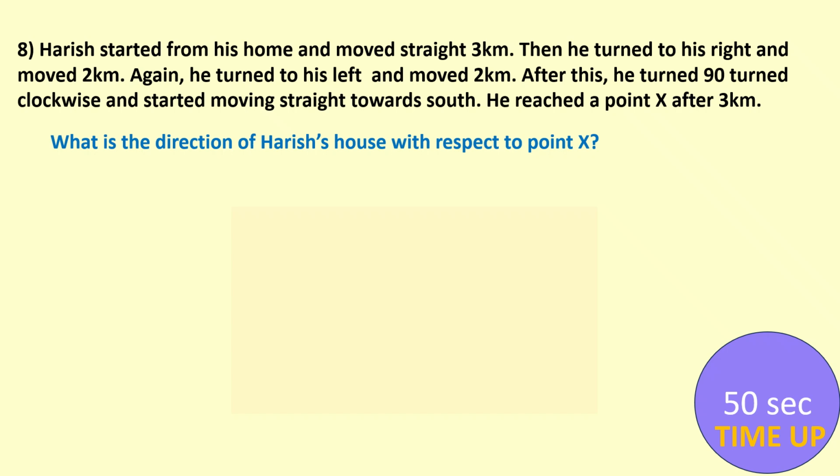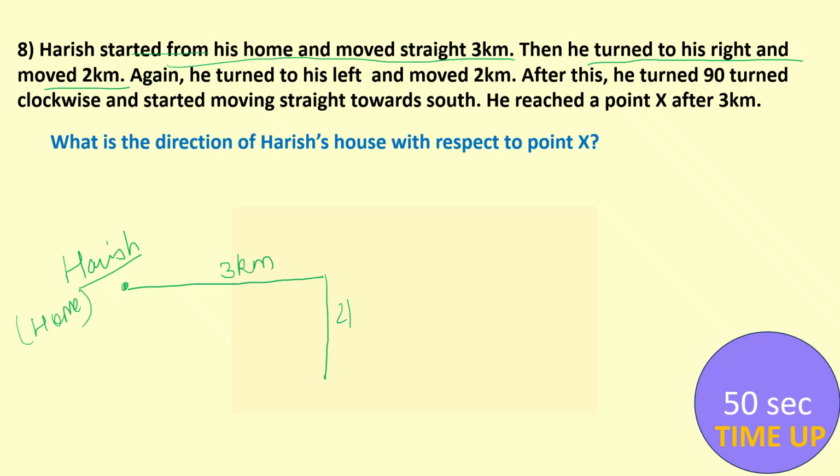Correct. So Harish started from his home and moved straight 3 kilometers. So if this is Harish, okay, he started from his home, correct? And he walked straight for 3 kilometers. Then he turned to his right and moved 2 kilometers. Then again he turned to his left and moved 2 kilometers.